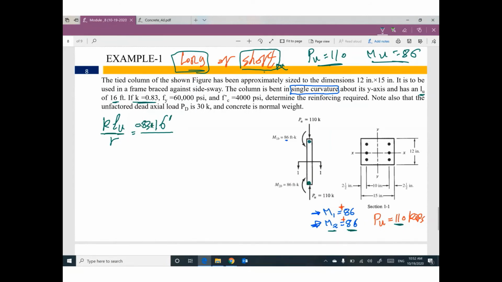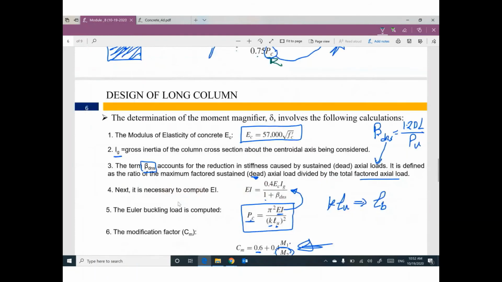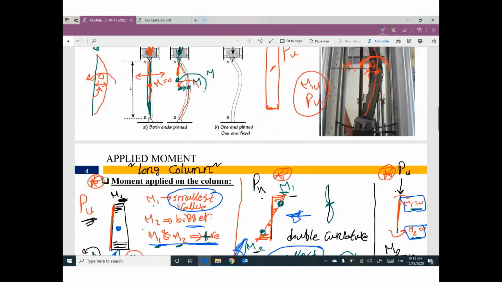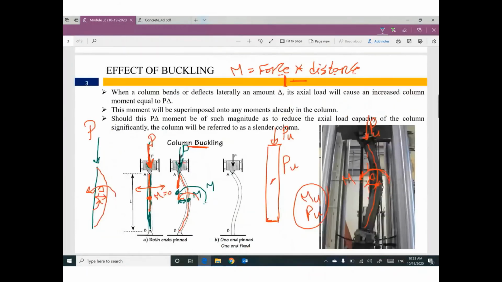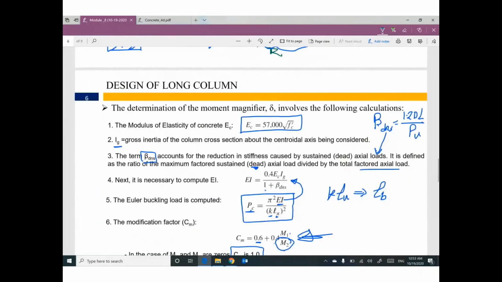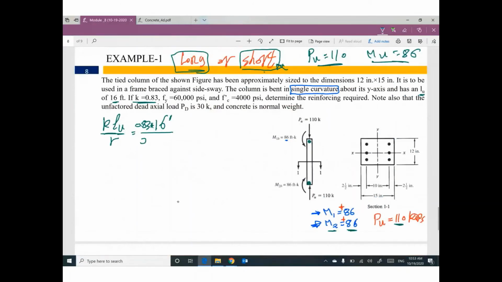Or we have three options to figure out the value of r. Probably this one, probably this one. I will not use this one because this one is for circular columns. More easy, I'm going to use this one, 0.3 times h. 0.3 times 15.